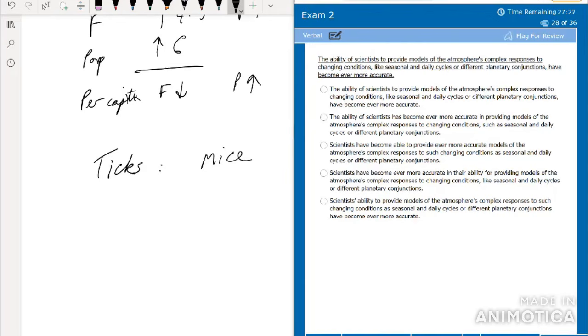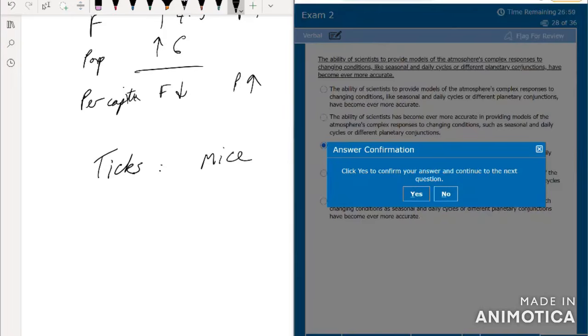So scientists have become able to provide ever more accurate models of the atmosphere's complex response to such changing conditions as seasonal and daily cycles or different planetary conjunctions. That sounds okay. Scientists have become ever more accurate in their ability for providing. No. Okay, so scientists haven't become more accurate in their ability. They've become able to provide more accurate models. So C.